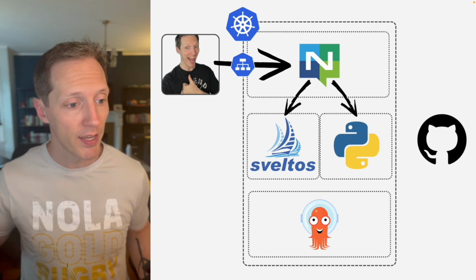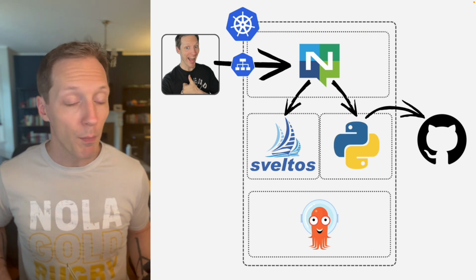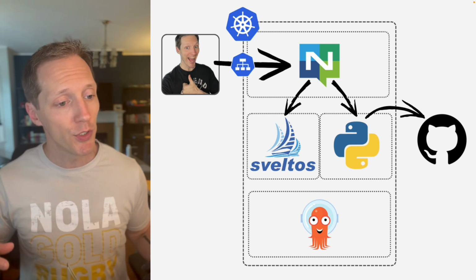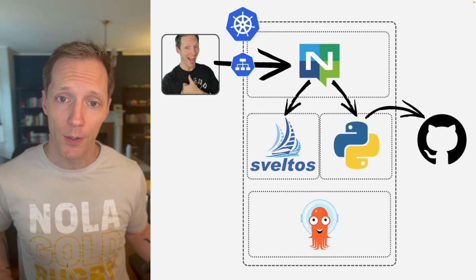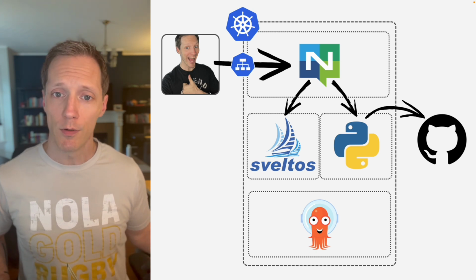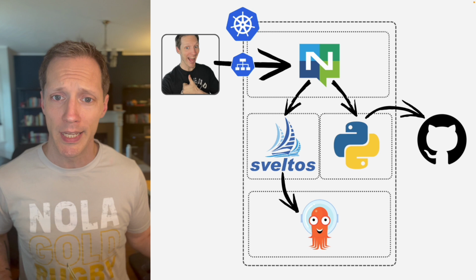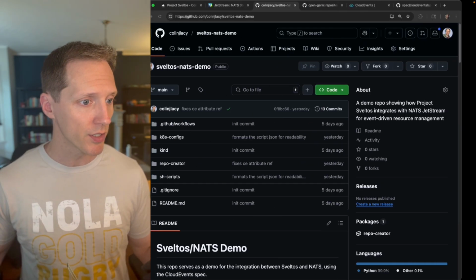Sveltos is going to take that event, and my Python script is going to take that event, my Python app, okay? The Python app is going to interpret the data in that event, and it's going to create a repo in GitHub for me. And then Sveltos, knowing that, hey, we just created a repo, let's create an Argo CD application and go full GitOps on this thing. Automation, everybody wins.